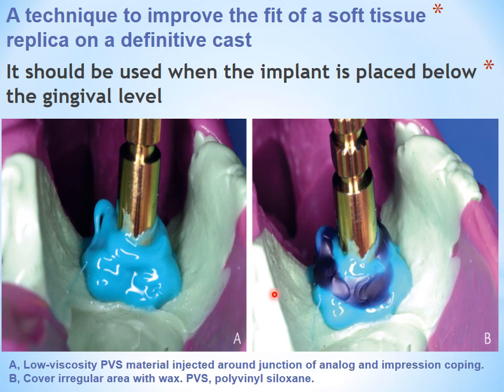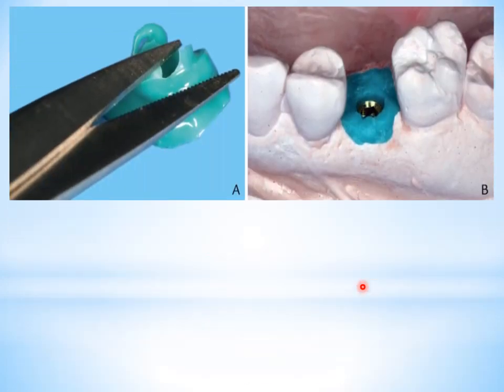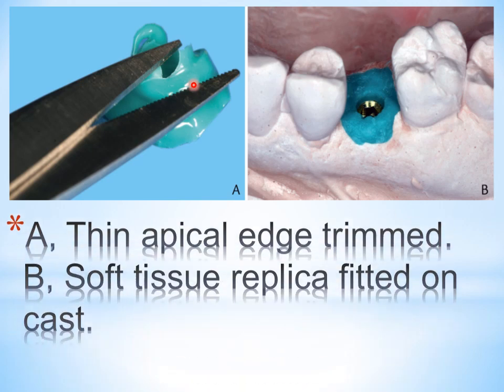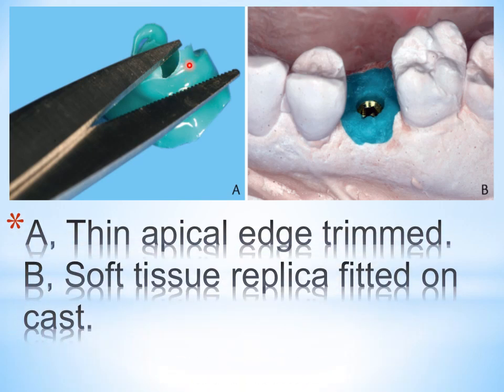And then cover the irregular area with wax and polyvinyl siloxane. Then we remove this polyvinyl siloxane and the wax, and the thin apical edges are trimmed, and we can use it as a guide on the cast so that the soft tissue replica is fitted on the cast.